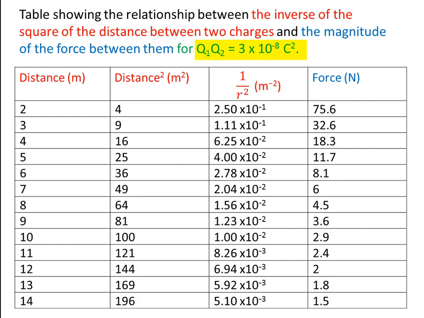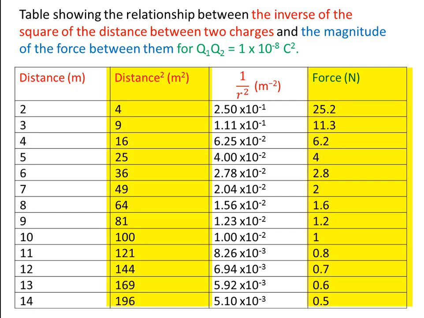Here I have the full table again for the context Q1 times Q2 equals 3 times 10 to the power minus 8 Coulomb squared. And what you should do now is to plot the data of distance squared on the x-axis against force on the y-axis for this context, then use the same set of axes and plot this data, which is for the context Q1 times Q2 equals 1 times 10 to the power minus 8. So again, you will plot distance squared against force.